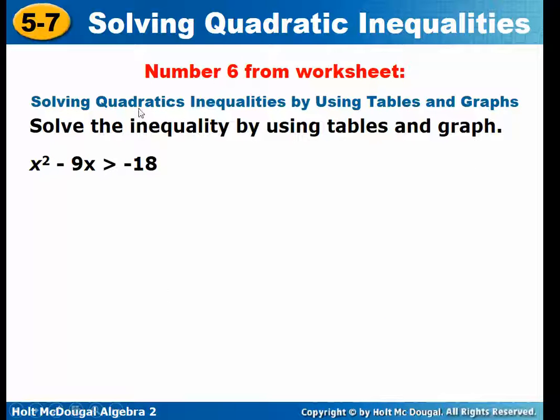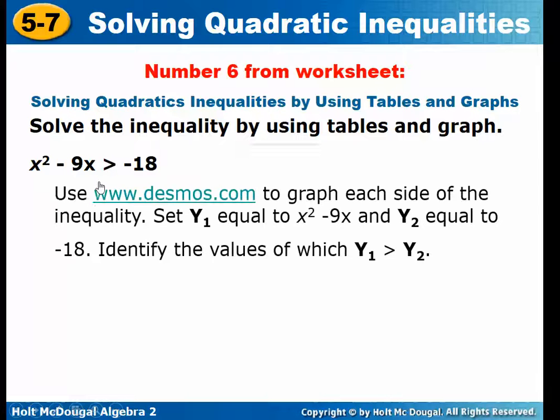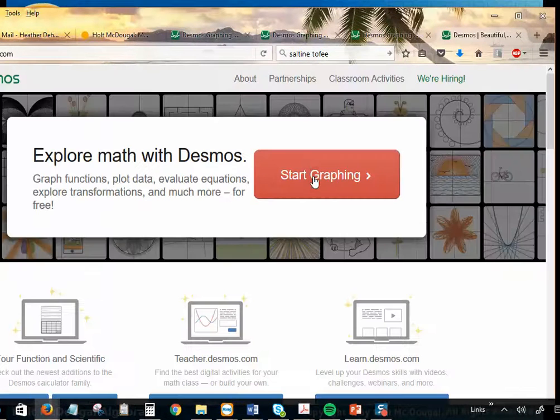Okay, here's another example. This is number 6 from your worksheet. So again, we're going to set this equal to two separate equations. One of your equations is going to be y is equal to x squared minus 9x. The other one is going to be y is equal to -18. So our first step is to graph both of those equations on the same coordinate system, and we'll use Desmos.